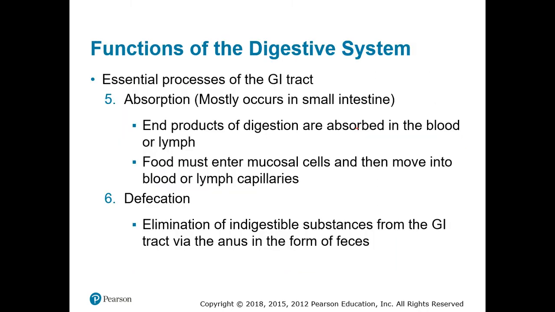Moving on with our major functions, our fifth one is absorption. So now that we have broken down all of our food, we have to be able to take those nutrients and get them to the rest of the body. So they are absorbed into our blood, and this occurs mostly in our small intestine, and then they're moved to wherever they need to go. And then the last stage, defecation. This is anything that we didn't use, like fiber or cellulose, because we can't break that down. This is eliminated out of our GI tract through our anus in the form of feces, or poop.